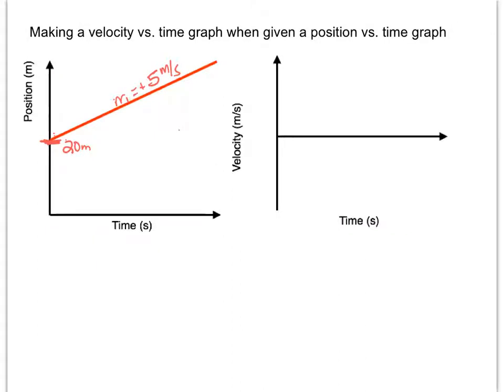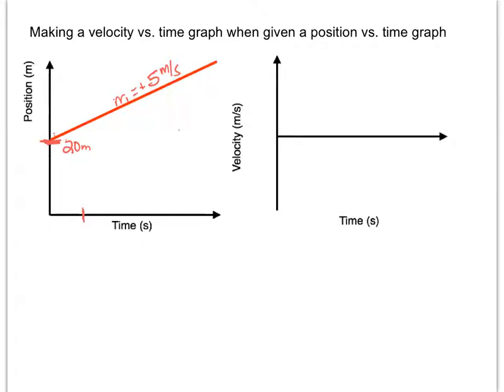Okay, so let's try this example. One of the goals for this class is being able to move from one graph to the other and make sure that all graphs are telling the same story. Here we've got a position versus time graph, and we can tell that the object starts at 20 meters and is moving forward with a velocity of +5 meters per second. The first thing we need to do is figure out how fast it's traveling at a few different points.